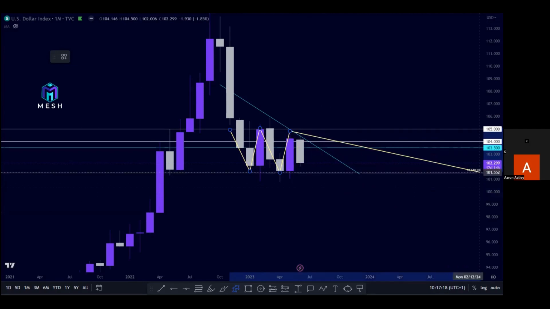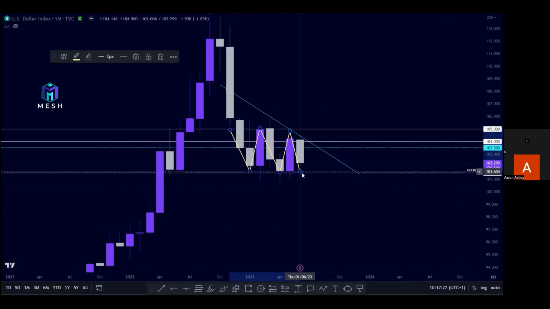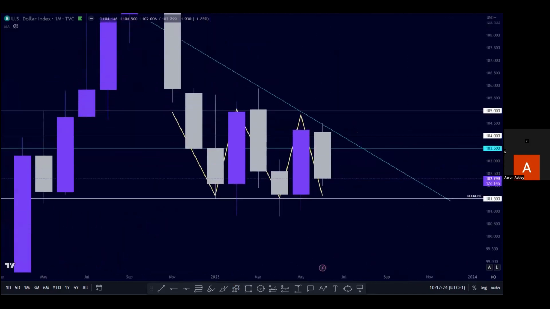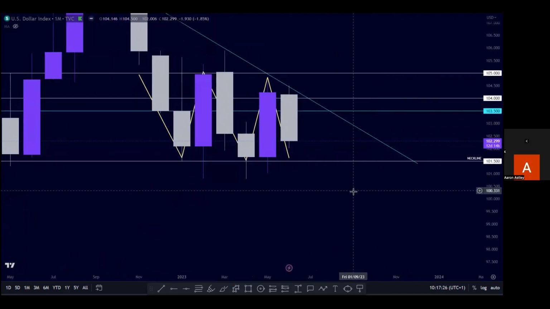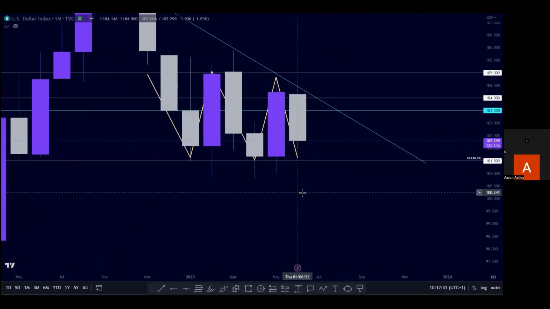Price is now coming in. There's also the neckline of this head and shoulders pattern. Price is now coming in, and it looks like we're going to start to tap that 101,500 area once again. Whether it holds just remains to be seen.